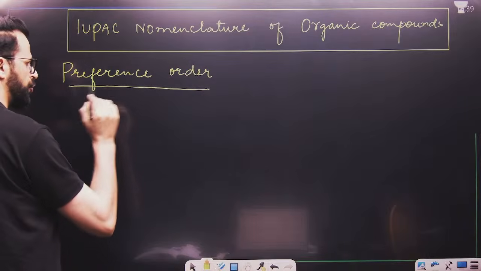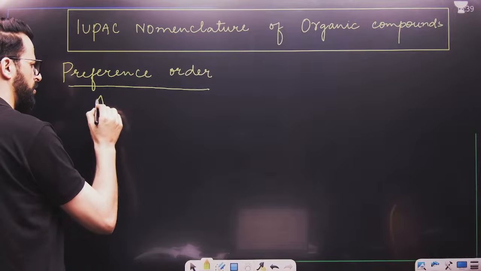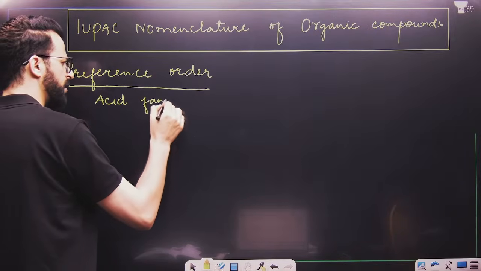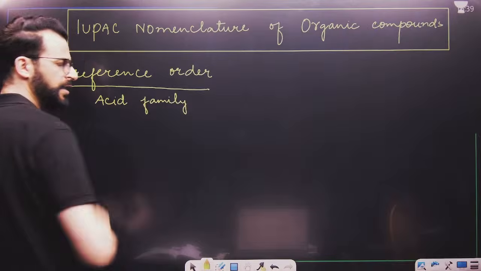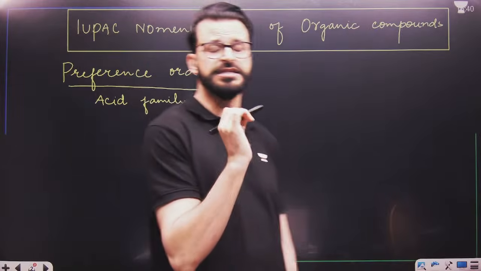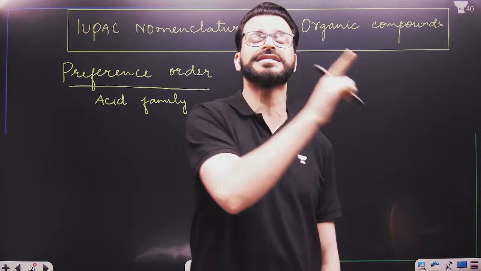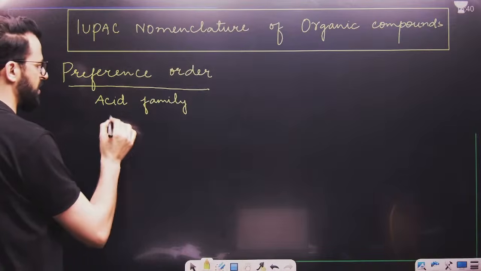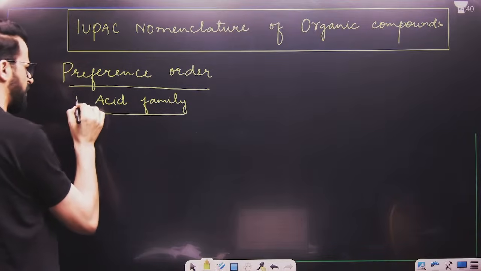First of all, we will write down the acid family first. Which family? Acid family first. Now the question is, what is meant by acid family? That means acid and its derivatives. What are acid and its derivatives? So first the acid family will be there.